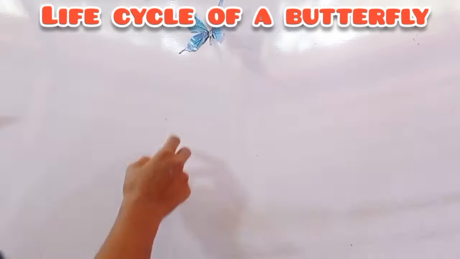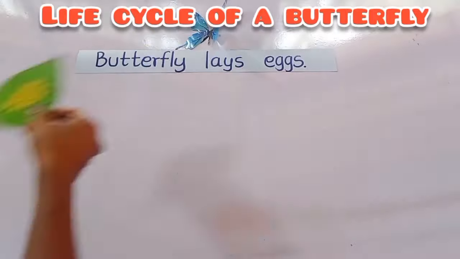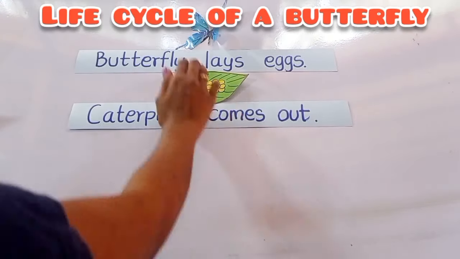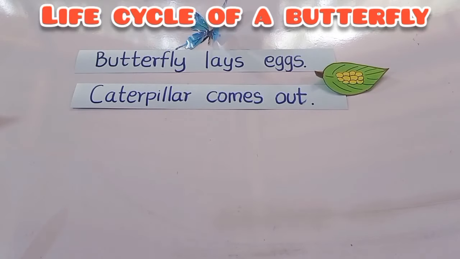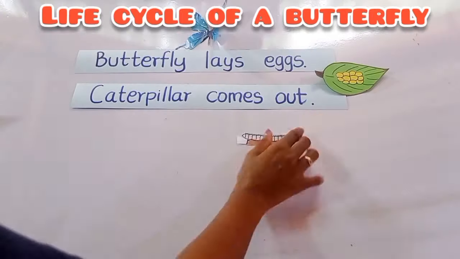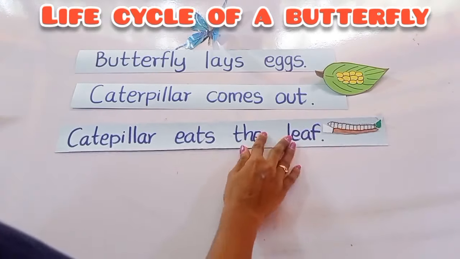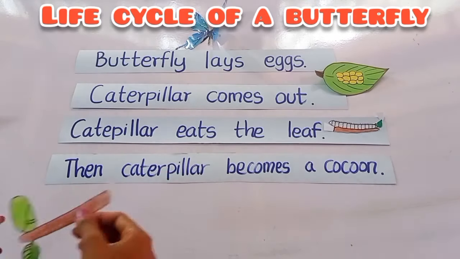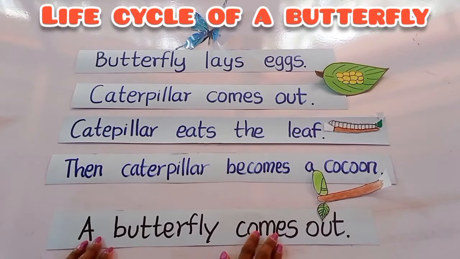Okay, now we can see the life cycle of the butterfly in order. The first one is the butterfly lays the eggs. The second one is the caterpillar comes out. The third one is the caterpillar eats the leaf. Then the caterpillar becomes a cocoon. Finally, a beautiful butterfly comes out.